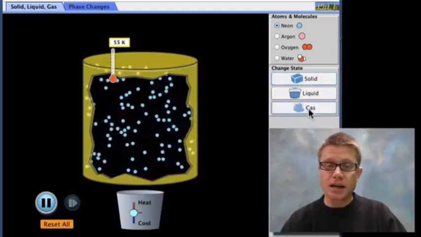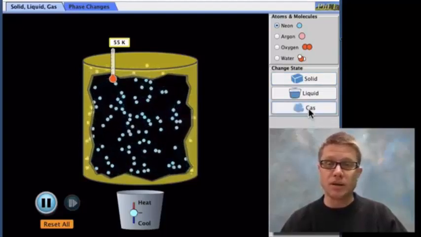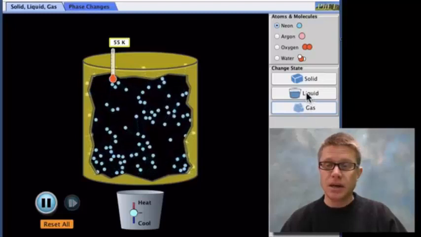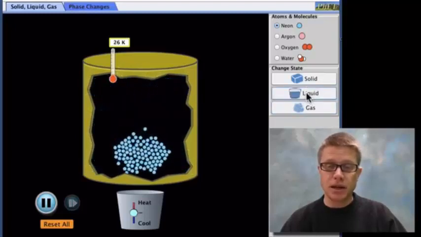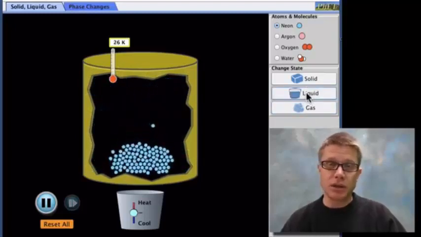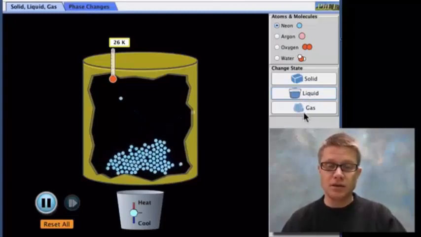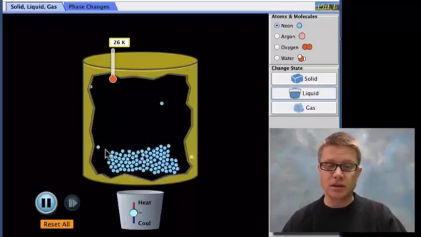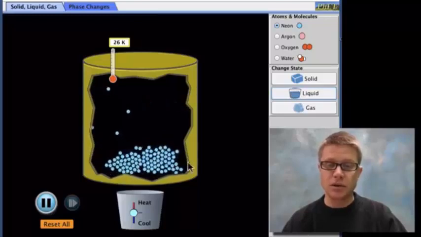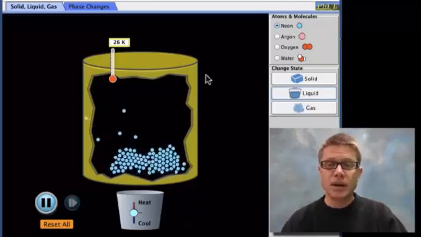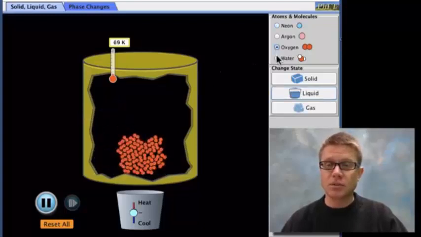If I were to make that a gas, now the molecules are going to be moving all around and bouncing off the sides. And if I were to make it a liquid, what does a liquid look like? Well, they're not just going to be vibrating in place. They're going to be sliding past one another, and as they do that, they're going to fill the container. And the simulation is kind of slow, but eventually what will happen is all the liquid is going to settle on the bottom. And so what would that look like with oxygen, or excuse me, let's go to water.